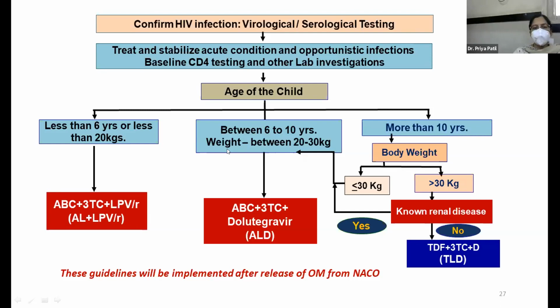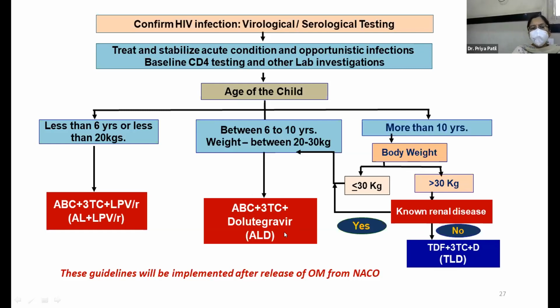Between 6 to 10 years and weight between 20 to 30 kg, the regimen will be abacavir, lamivudine and dolutegravir, that is ALD. However, if the age is more than 10 years and the body weight is more than 30 kg with no renal disease, then the regimen will be TL with dolutegravir. If there is a renal disease, then the regimen will be abacavir, lamivudine, dolutegravir. Again, age more than 10 years but body weight is less than 30 kg, then the patient will receive abacavir, lamivudine, dolutegravir.